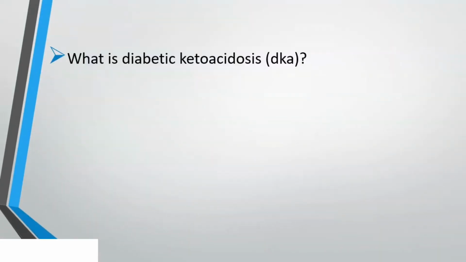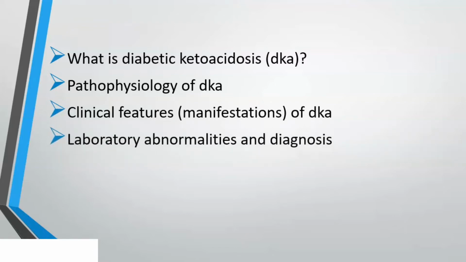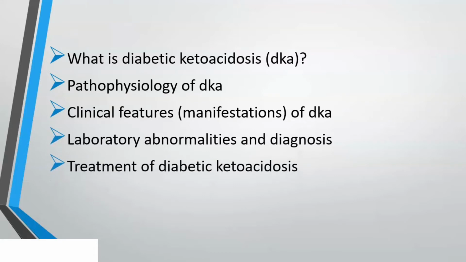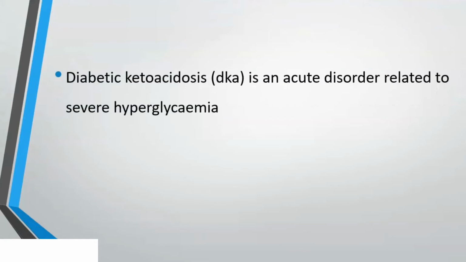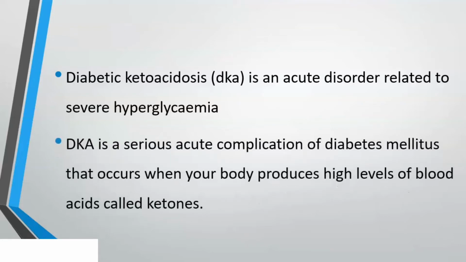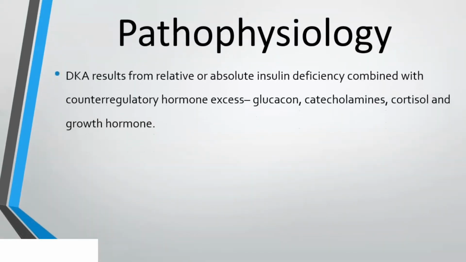What is DKA? We'll be considering this in this video. The pathophysiology of diabetic ketoacidosis, the clinical features, or you could say the manifestations of DKA, laboratory abnormalities and diagnosis, and then the management, the treatment of DKA. Now, diabetic ketoacidosis is an acute disorder related to severe hyperglycemia. DKA is a serious complication of diabetes mellitus that occurs when your body produces high levels of blood acids called ketones.